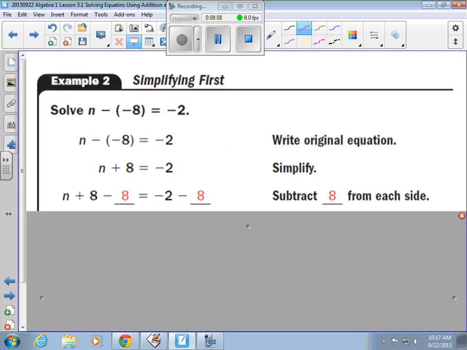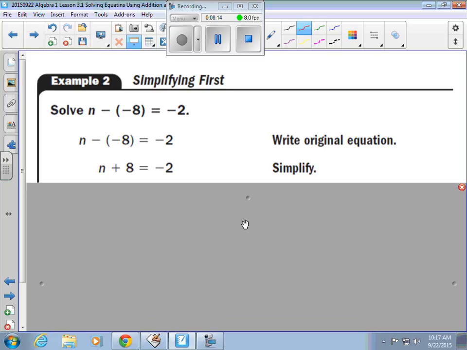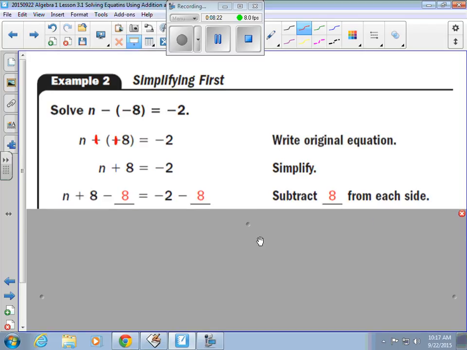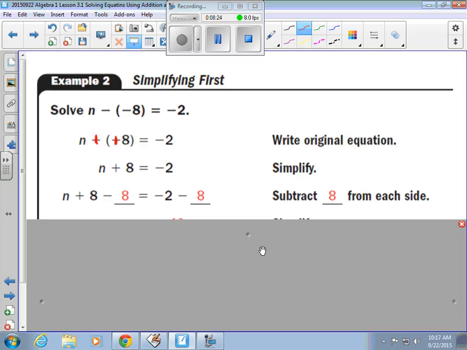Example number 2, it's simplifying first. So first we have n minus a negative 8. Anytime you have minus a negative, remember that means plus a positive. So n plus 8 is equal to negative 2. Undo plus 8 by subtracting 8 on both sides. Again, this is the horizontal method. This is the vertical method.